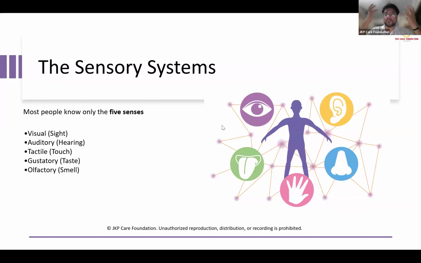We get the visual input through our sight, through our eyes, auditory input through our ears, hearing, tactile is touch through our skin, taste through our tongue, and olfactory, smell, through our nose. So these are the 5 senses. Now, when we are getting information from our eyes and from our auditory system, the brain receives the information and coordinates it.